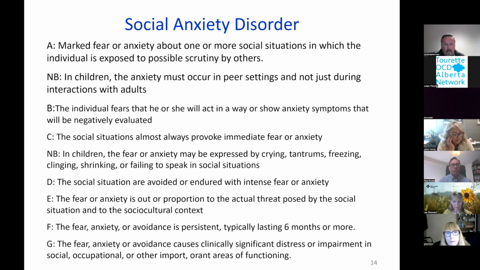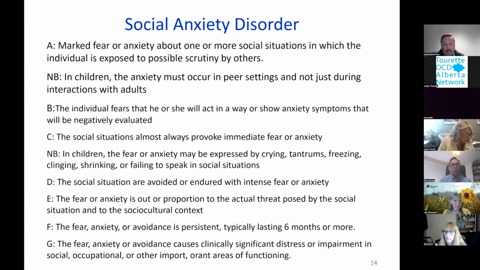The individual fears that he or she will act in a way or show anxiety symptoms that will be negatively evaluated. Actually, that symptom is probably one of the most helpful. It can be hard to get at with younger children, but with an older child or an adolescent, you can usually gather from what they're saying that in some way they fear that they're going to be criticized and viewed negatively. Again, that's a helpful distinction from just being temperamentally a bit on the shy side. A shy child may not necessarily have that fear of negative evaluation.